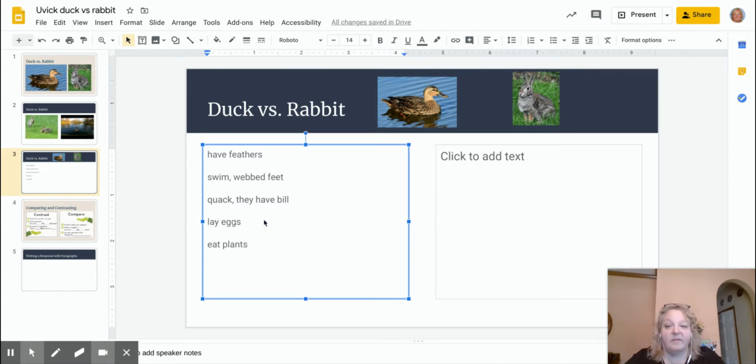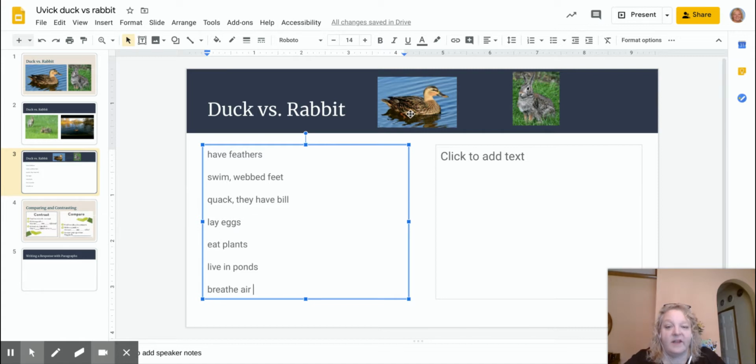They swim. They live in or near ponds. They eat plants. They lay eggs. They quack. They breathe air, unlike fish. Fish have gills. Ducks don't have gills.